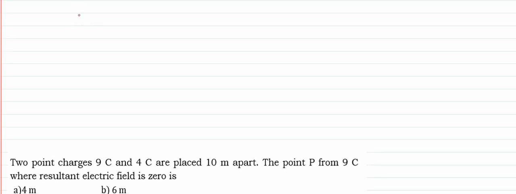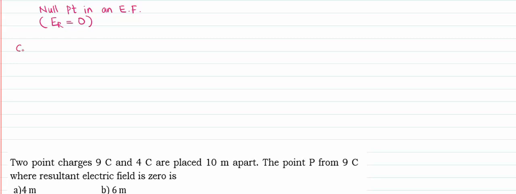Hello students. In this video, we will see a few MCQs to find the null point in an electric field. Null point means it is a point where the resultant intensity, the resultant electric field, is zero.